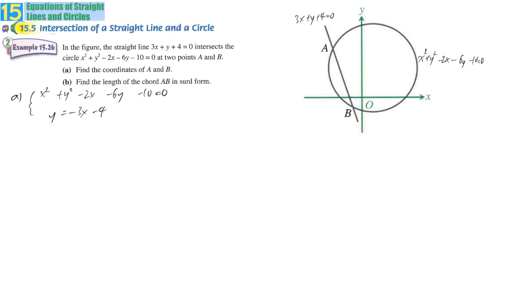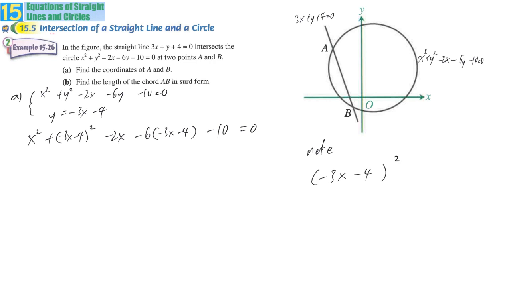So we're ready to substitute it. x squared plus something squared minus 2x minus 6 something minus 10 equal to 0. Express y in terms of x, so only one kind of unknown is left. And then negative 3x minus 4. Then we expand it, but one thing to be mindful of is negative 3x minus 4 whole thing squared.